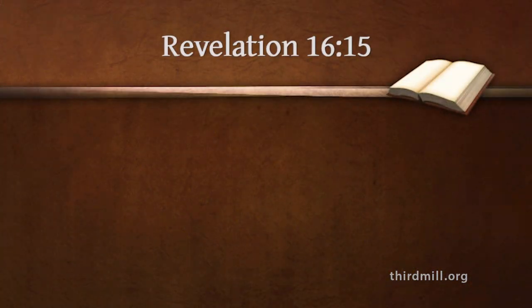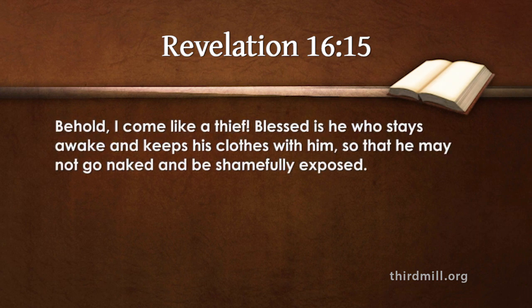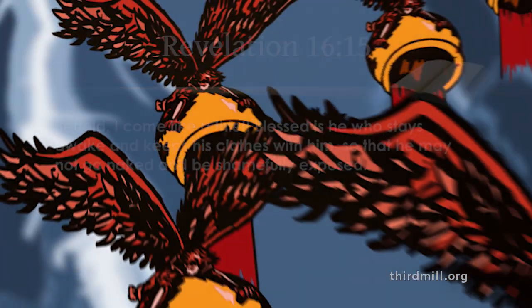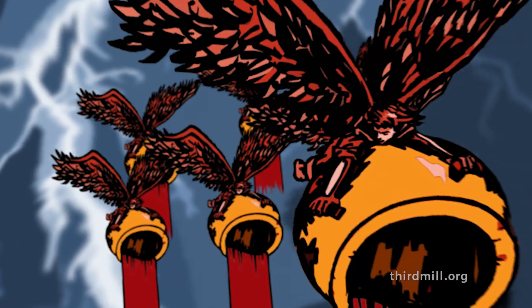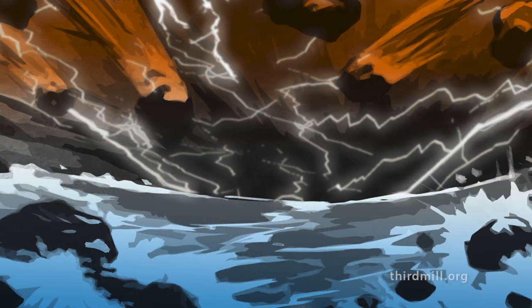Next, John's vision paused for an interlude in Revelation chapter 16, verse 15, where we read this announcement: "Behold, I come like a thief. Blessed is he who stays awake and keeps his clothes with him, so that he may not go naked and be shamefully exposed." Recalling his letter to the church in Sardis in Revelation chapter 3, Christ exhorted his followers to remain vigilant and faithful at all times. After the interlude, the seventh bowl triggered the final destruction of the wicked.